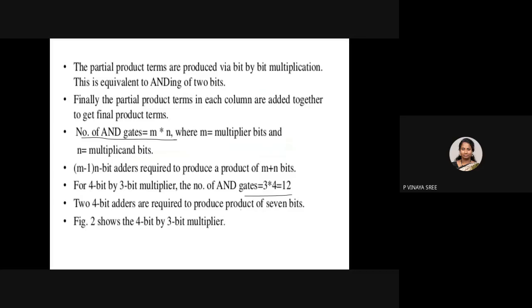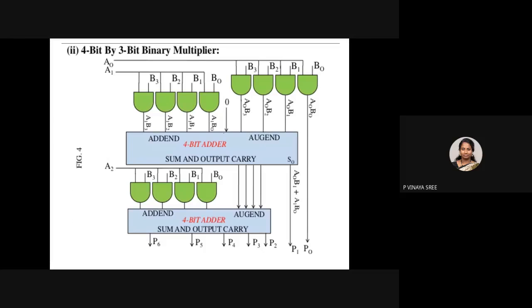Number of product terms is what? M plus N. So how many will you be getting? Total 4 plus 3, you will be getting a total of 7 product terms. So these are the total 7. Okay, so let me trace.